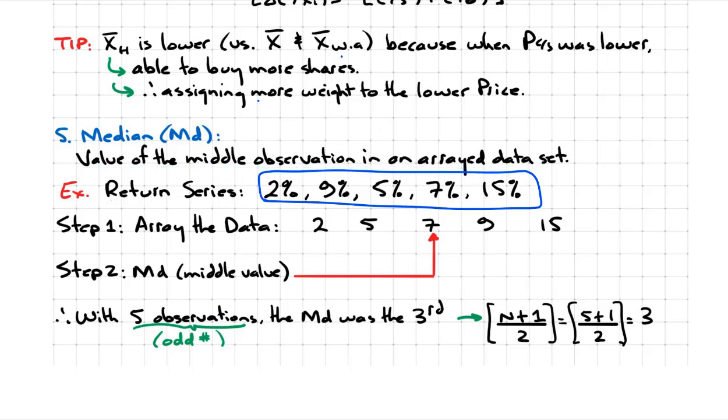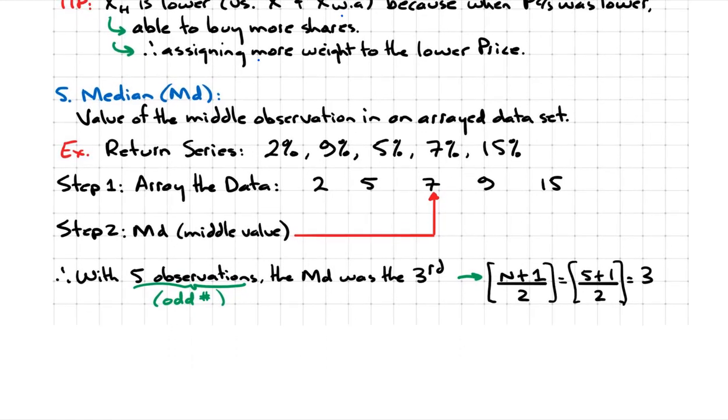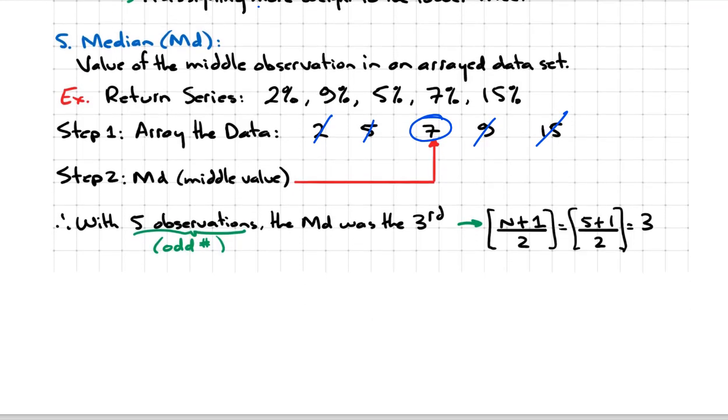So the first thing you got to do, and remember this on the exam, ladies and gentlemen, first thing you got to do is you got to rearrange the data. So from lowest to highest. So here we go, 2, 5, 7, 9, 15. All right. And step 2, median is just the middle value. So, you know, start from the outside, work your way in, and this is the middle. So the median is actually 7.